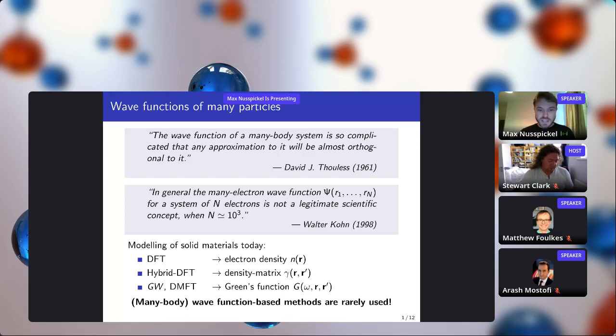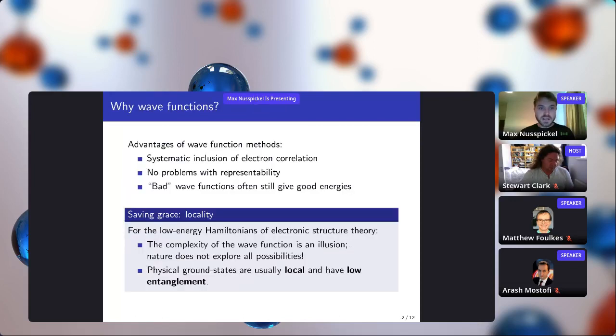Now, this is a bit of a shame that we can't really use many-body wave functions because they have very nice properties and advantages. For example, they can very systematically include electron correlation. And this is something that density functional theory obviously struggles with quite a lot. There are no problems with any kind of representability. So questions like, does this Green's function correspond to a physical fermionic wave function or not, do not have to be answered if we work with wave functions from the beginning, which have the correct symmetry.